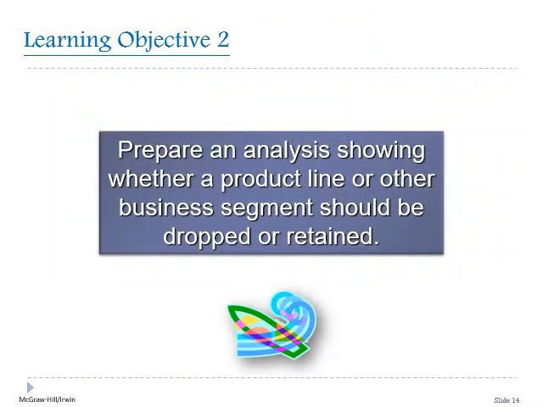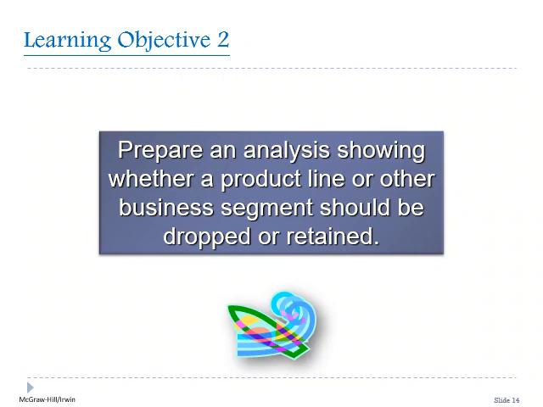So after we discussed some concepts related to decisions, let's take the first decision, which is learning objective number 2. This decision relates to whether a product line or a business segment should be dropped or retained. So learning objective 2 is to prepare an analysis showing whether a product line or other business segment should be dropped or retained.